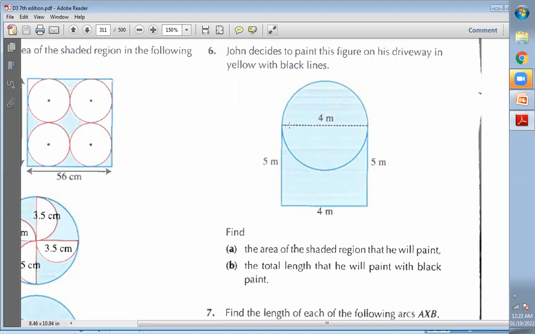Then in the second part, that's the strategy for the A part. I will show you how this is done. And for the B part, he wants you to find out the length of the lines, because these lines which are showing up here, this circle, this line, and this line, we have to paint them with black color. So we have to find out the length of these. Find the circumference of this circle, and then add this 4, then add this 5, then 4, then 5. That will give you the length of the lines which will be colored black.